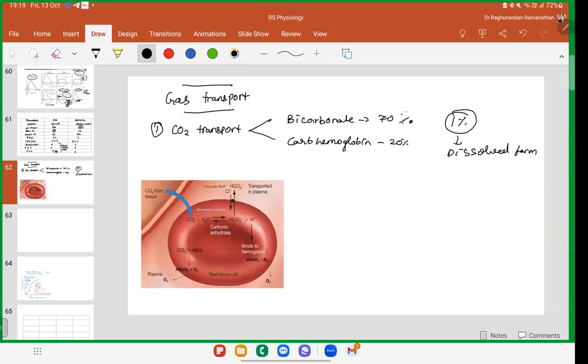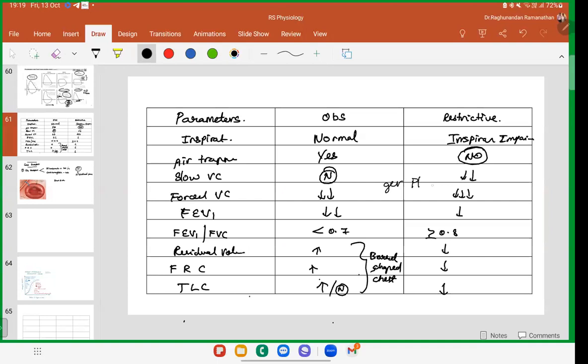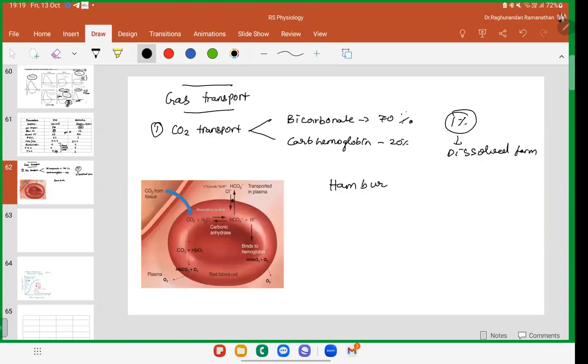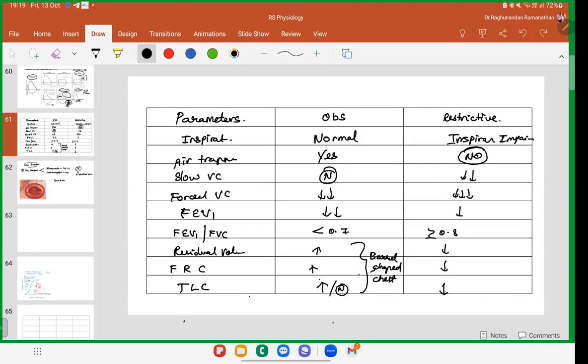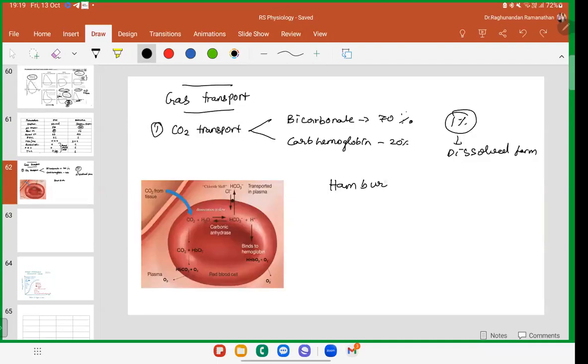Then you have something called the Hamburger phenomenon. That will be asked as a short note question for you all. What is this Hamburger phenomenon? If you understand this Hamburger phenomenon, you don't need to mug up anything. The Hamburger phenomenon is otherwise called the chloride shift.